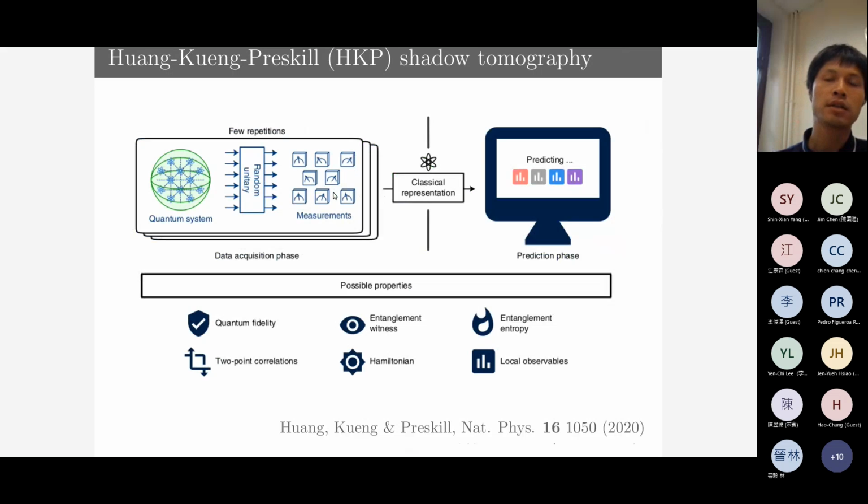This is clearly classical data, which is just arrays of 0 and 1 because of the measurement in the computational basis. And everything is pushed toward the prediction phase, where you do data processing in a way so that you can directly infer, say, the quantum fidelity, two-point correlations, or entanglement witnesses and so on, directly from the data without writing down the density operator. So this is a rough overview. Let's look into it in a bit more detail.